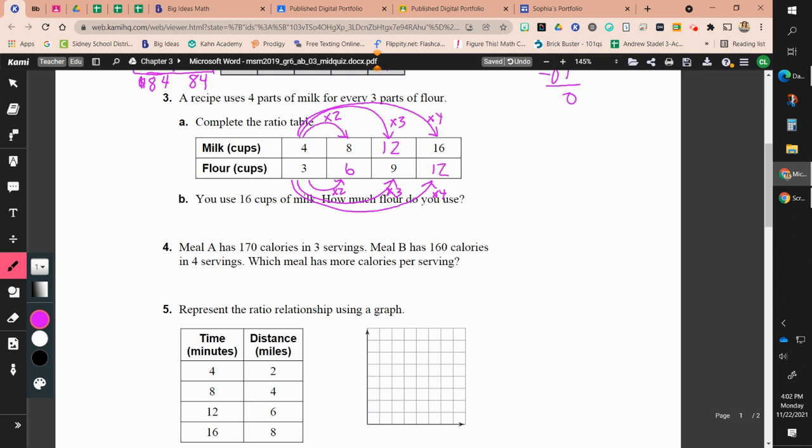If you use 16 cups of milk, how much flour do you use? So they're telling us that we're going to use 16 cups of milk. According to our chart, that tells us that we will be using 12 cups of flour.